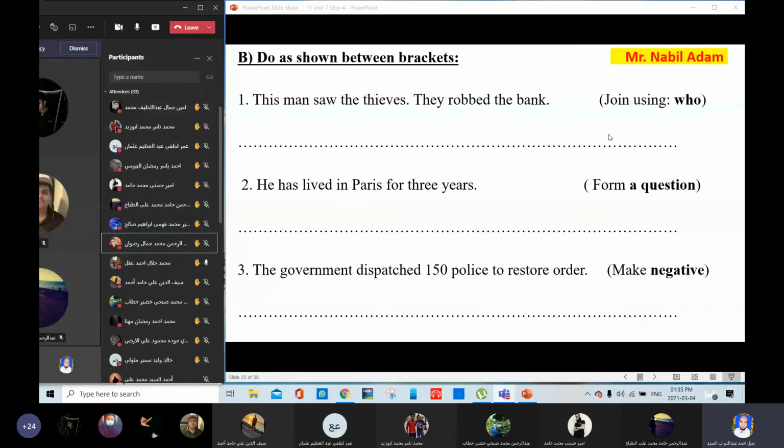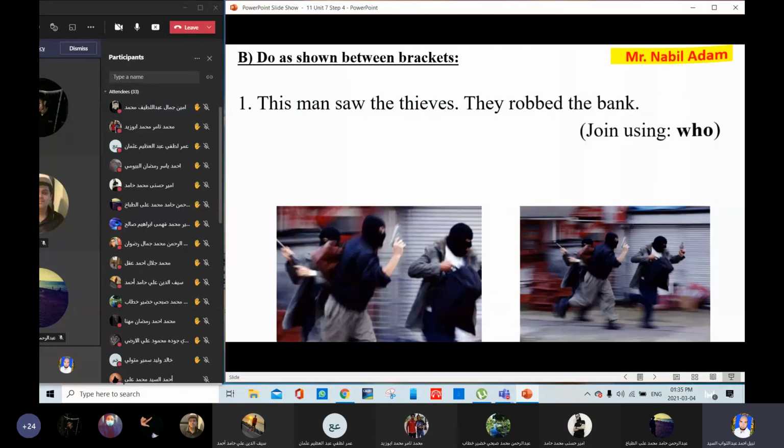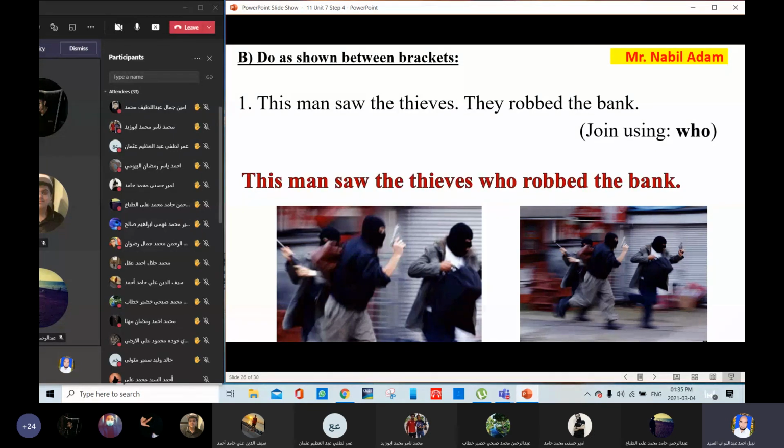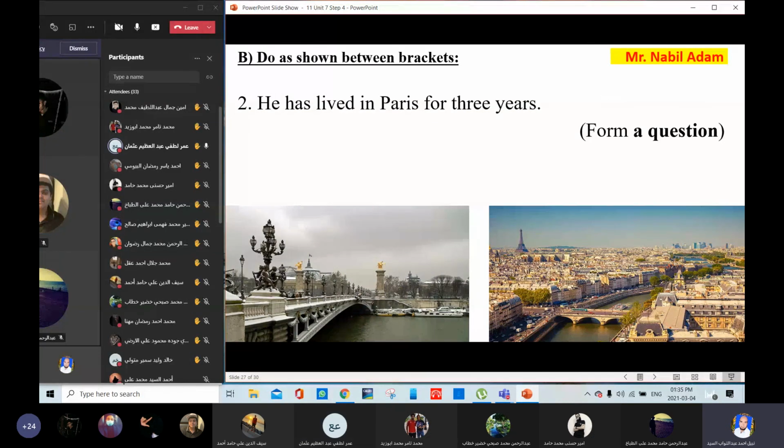Look at the example here. The answer: this man saw the thieves who robbed the bank. Okay. The word who can refer to a group of people, singular or plural, whatever. Next, ask a question. Form a question.